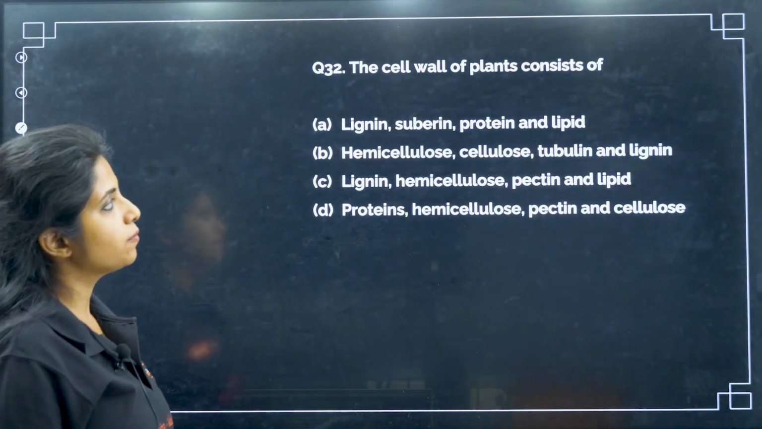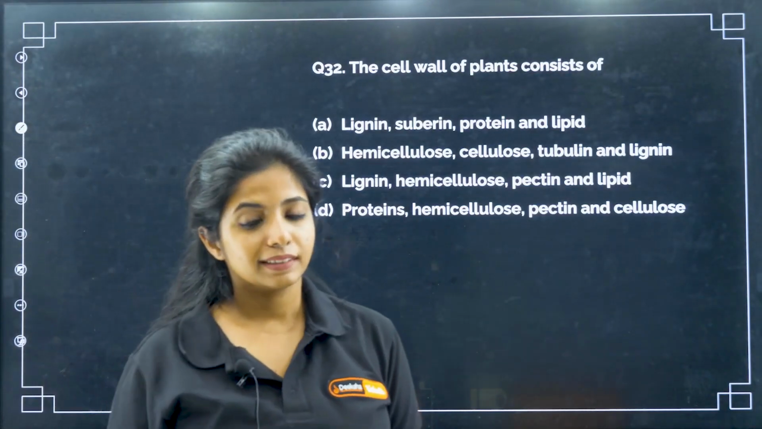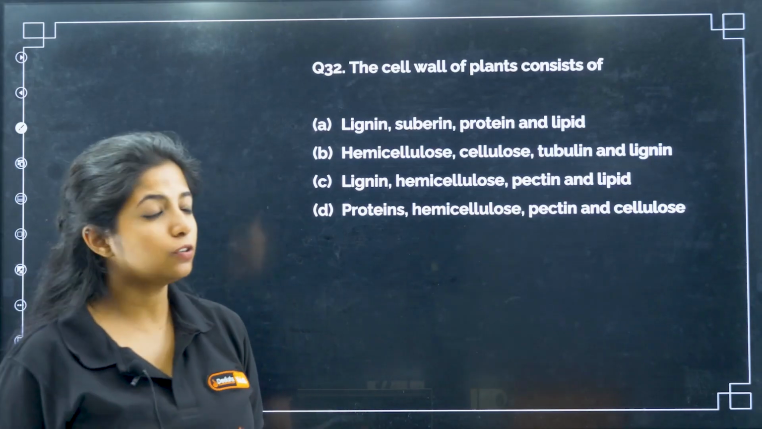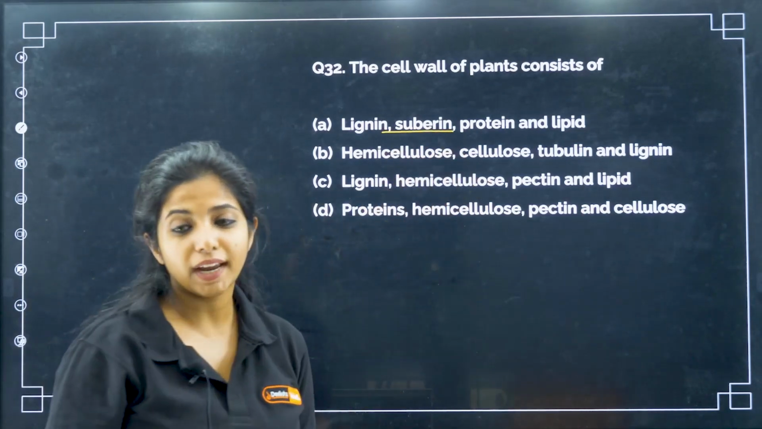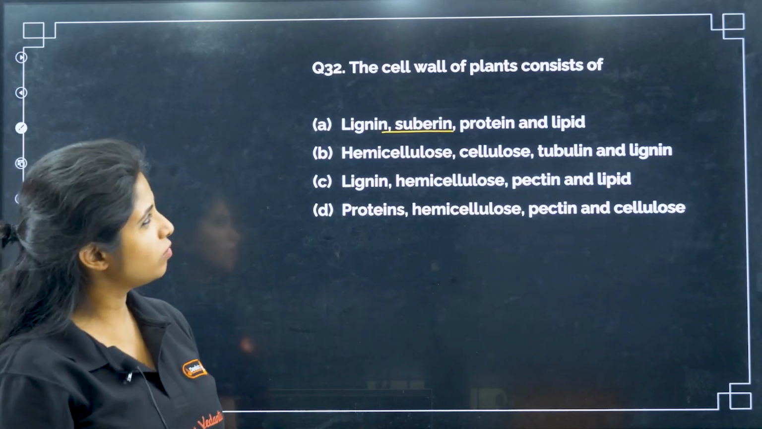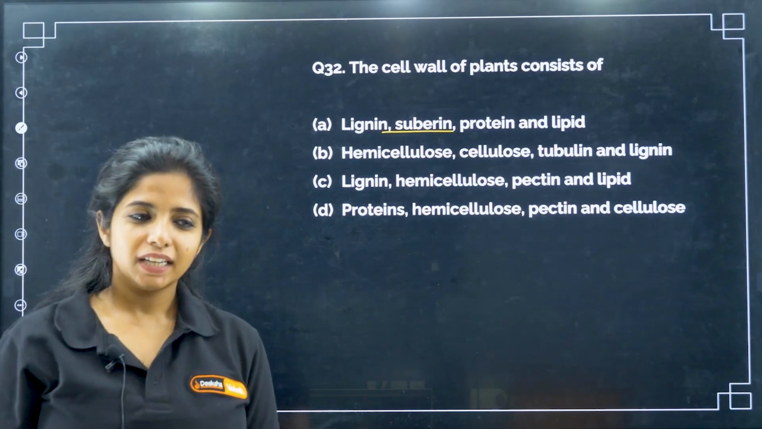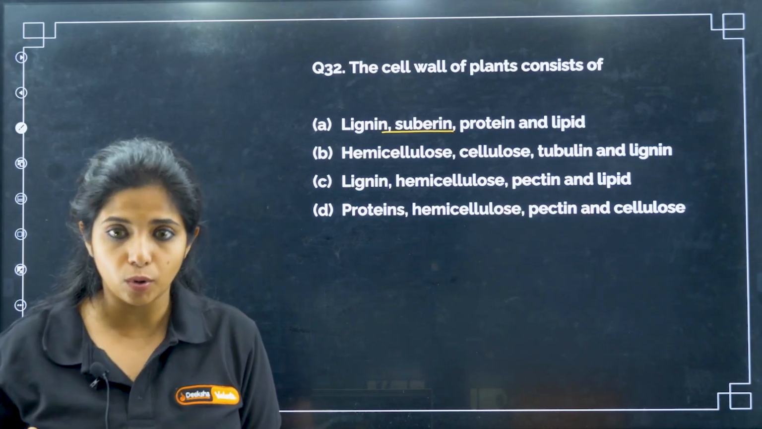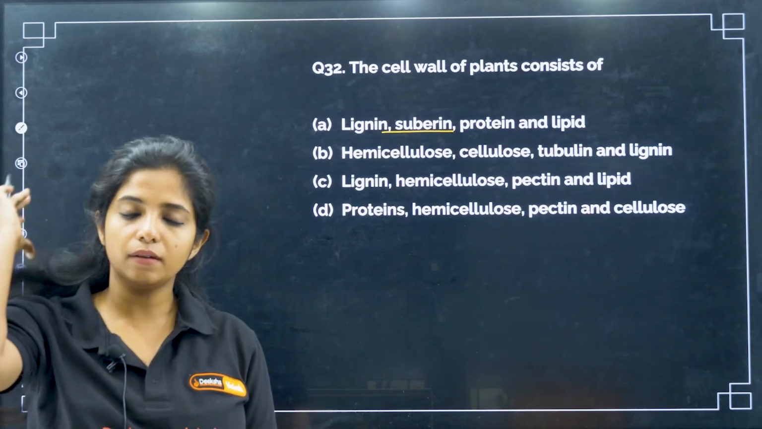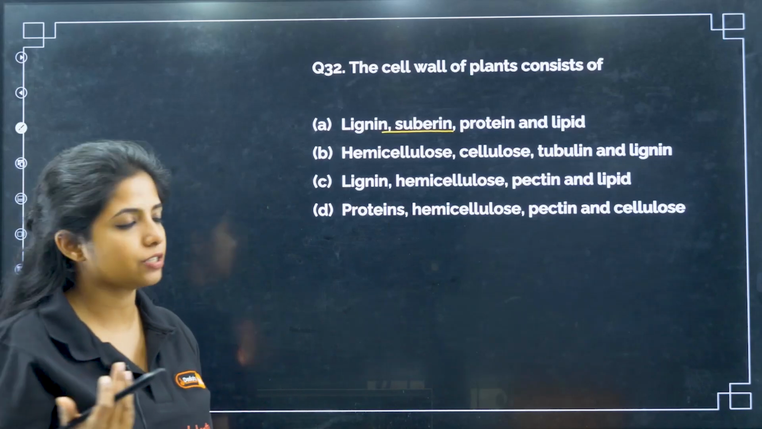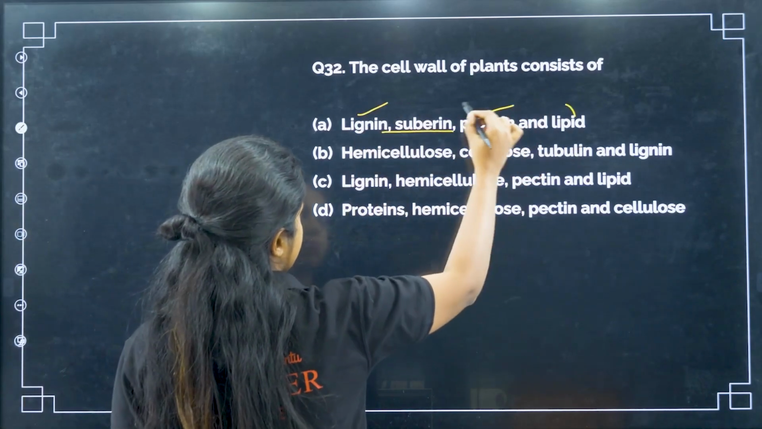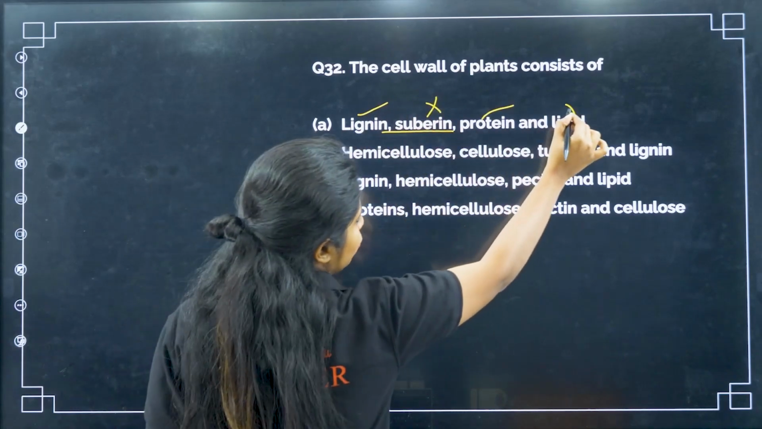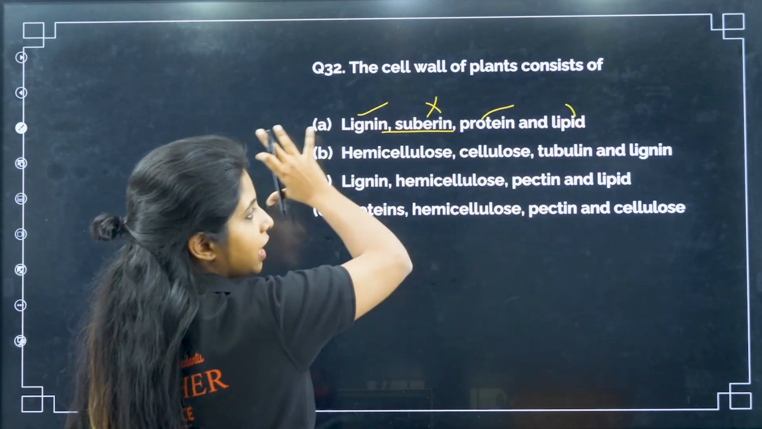Going ahead, the cell wall of plant consists of lignin, suberin, protein and lipid. Suberin is part of a Casparian strip found in the endodermis, my dear children, mostly. It's not found in the cell wall. Lipid, again, yes, some lipid content is there for sure, but lipid mostly is a part of cell membrane, not the cell wall. I'm not saying it's not there in the cell wall, it is there, but not very much. It's not a prominent thing. So I'll say this and this are there, but suberin is not there, and lipid is very less, so I can eliminate this option.